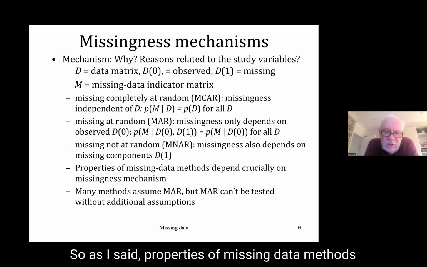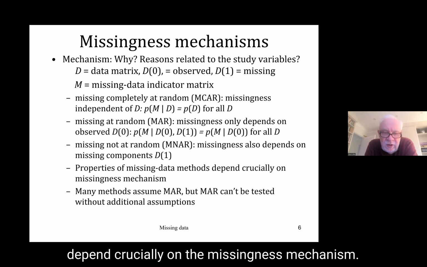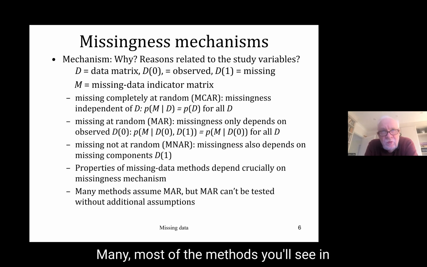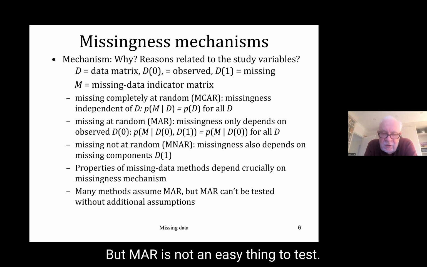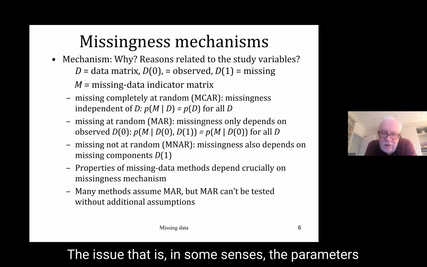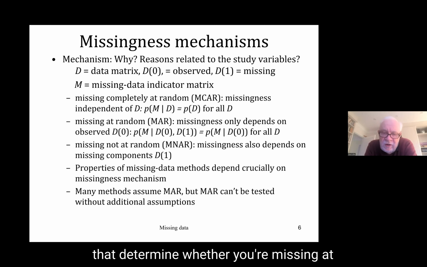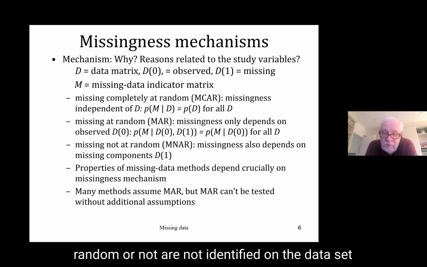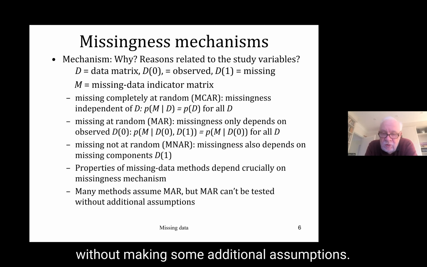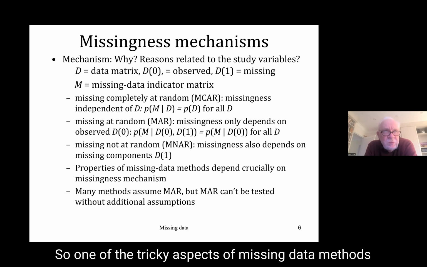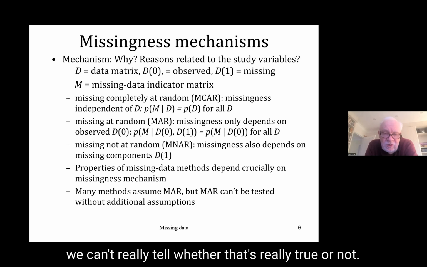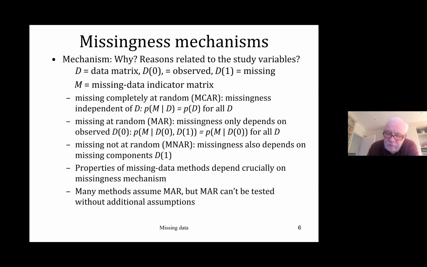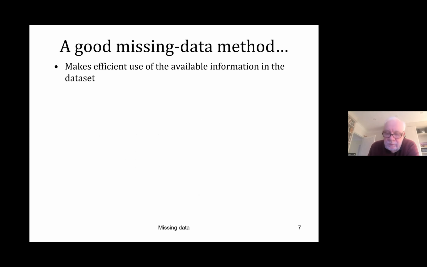So as I said, properties of missing data methods depend crucially on the missingness mechanism. Most of the methods you'll see in software out there assume missing at random, but it is not an easy thing to test. The issue is that, in some senses, the parameters that determine whether you're missing at random or not are not identified from the data set without making some additional assumptions. So one of the tricky aspects of missing data methods is that often we assume missing at random, but we can't really tell whether that's true or not.